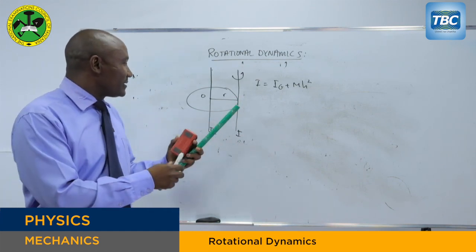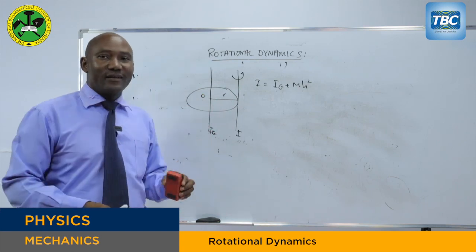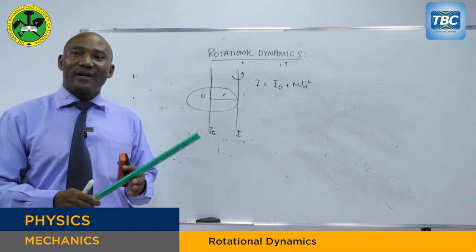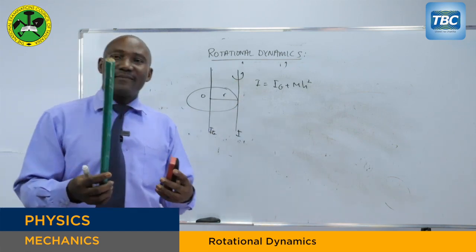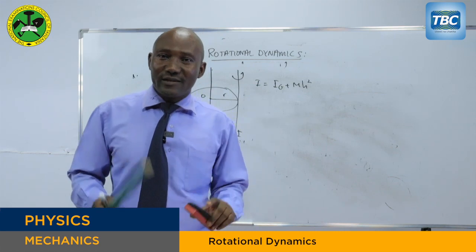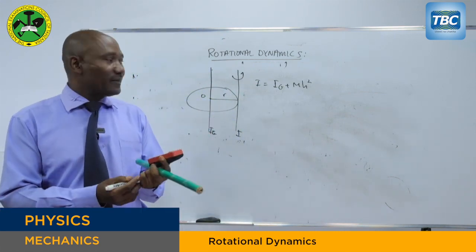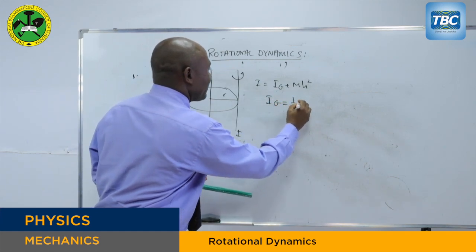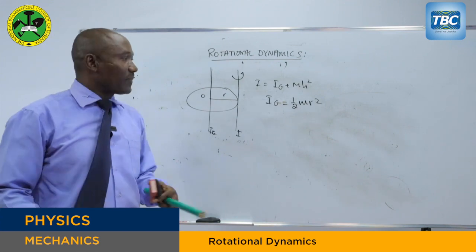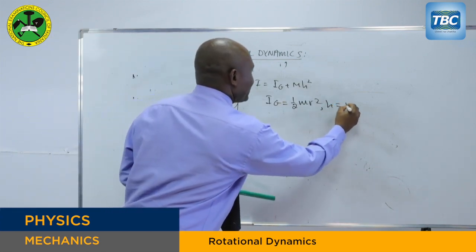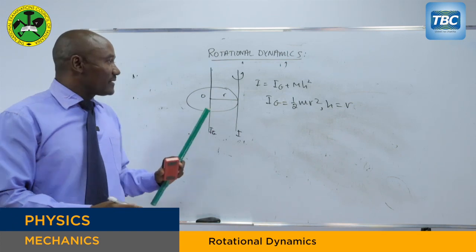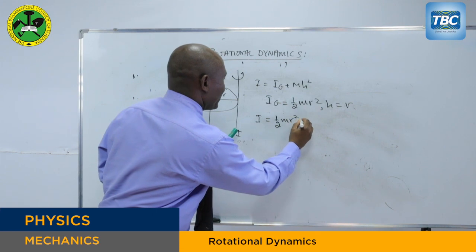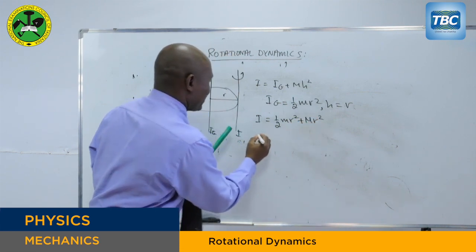So the problem here, since the two axes are parallel to each other, most of the students normally get confused, thinking they are supposed to apply the perpendicular axis theorem because this axis is perpendicular to the plane. The point to consider: the two axes are parallel. So the formula, we know the moment of inertia of the disk about the center is a half mr squared. For this case, our h is the radius of the disk. So I equals a half mr squared plus mr squared.